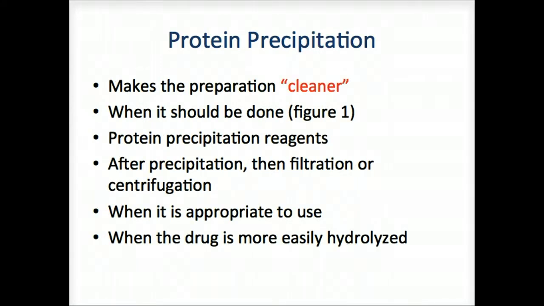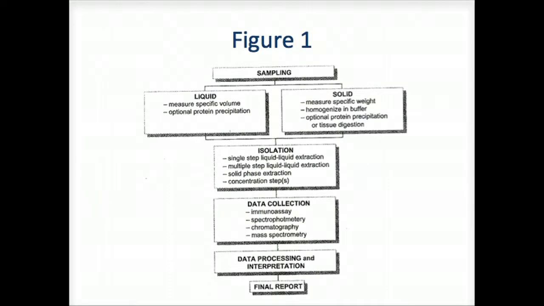Okay, here is another major area of sample preparation, and that is protein precipitation. Proteins make up about 6% of plasma and greater than 50% of liver and other organs by weight. Proteins need to be precipitated before extracting and concentrating drug substances that are in these tissues. Removing proteins makes the preparation cleaner. Figure 1 on the next slide shows when protein precipitation can be done.